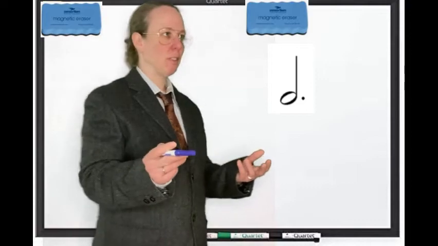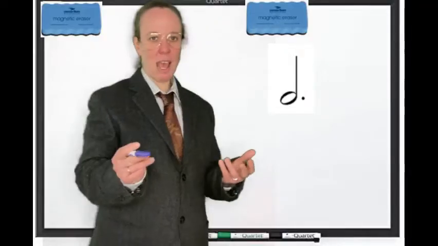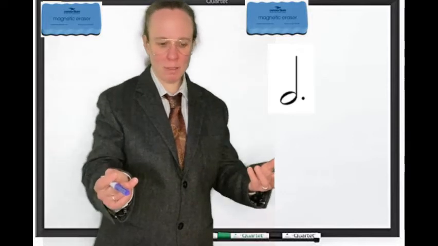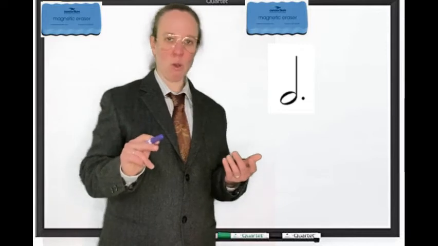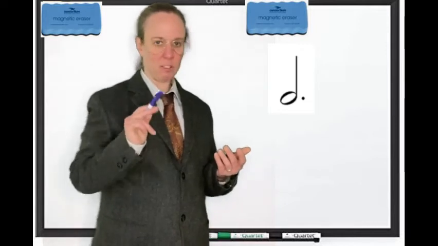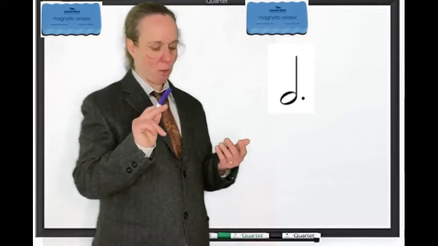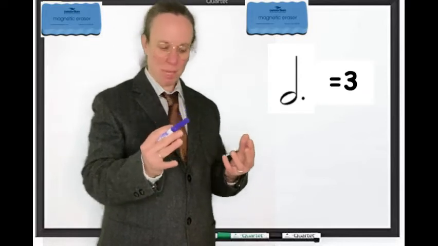But what is the answer to the question of what a dot means when it's next to a half note? The dot gives the half note an extra beat. So, a dotted half note ends up being 3 beats.